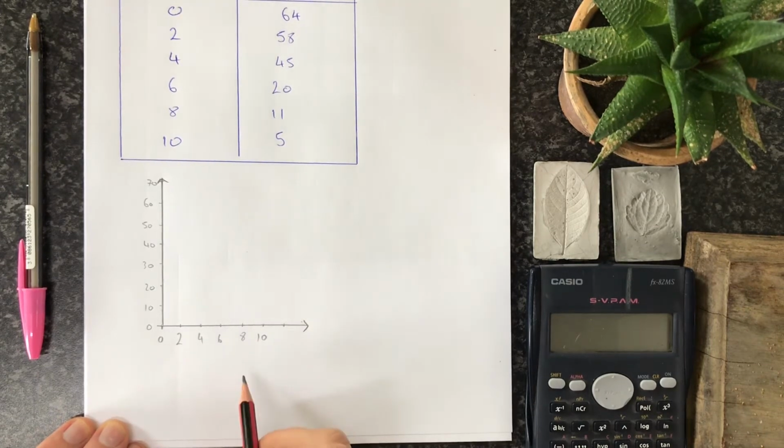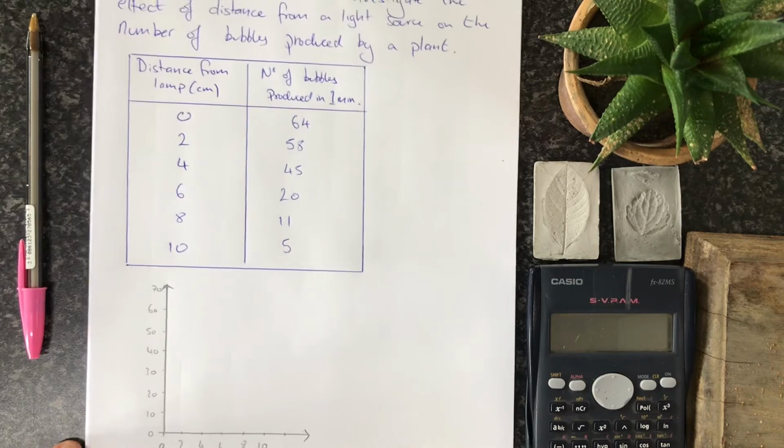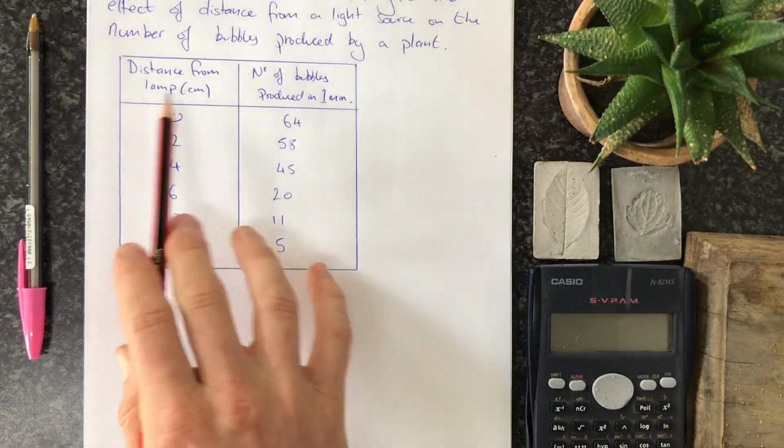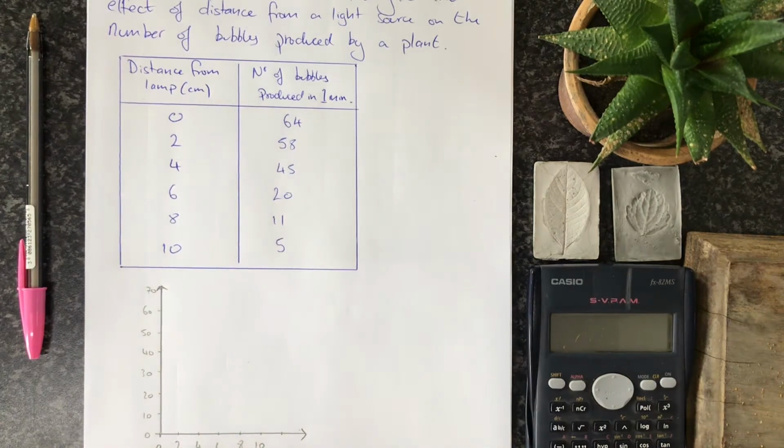Do these numbers mean the number of cows in a field? Is it the distance? Is it number of bubbles? Is it the rate of photosynthesis? What are these numbers telling us? So, here is an example of a data table. Got distance from the lamp, number of bubbles produced in 1 minute.